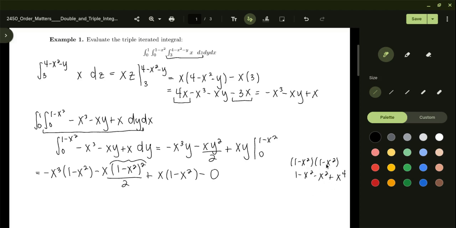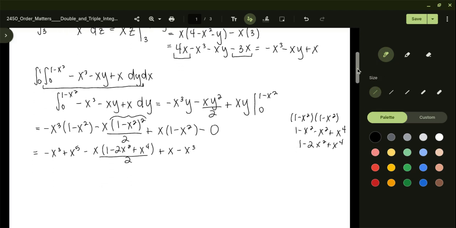When we multiply x to a power, we end up adding the powers. And so then simplifying this, we get 1 - 2x² + x⁴. So we'll end up plugging that in for here in just a second. So distributing this negative x³, we get negative x³ plus x⁵ minus x times this expression we found over here, 1 - 2x² + x⁴, all over 2. Plus distributing this x, we get x minus x³.